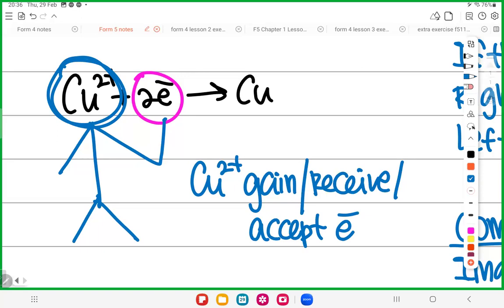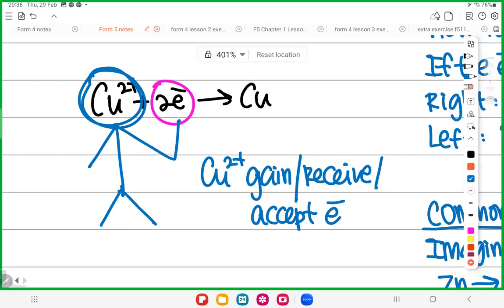Okay? Guys, let me know in the chat box. How is it? Is it easy to remember, donate or receive now? Just use common sense. Use your common sense. Electron far away. Why? I throw it away. Electron so close to me, so what? I can receive it. I can take it. Very easy one.